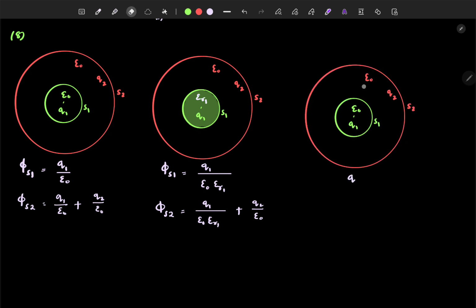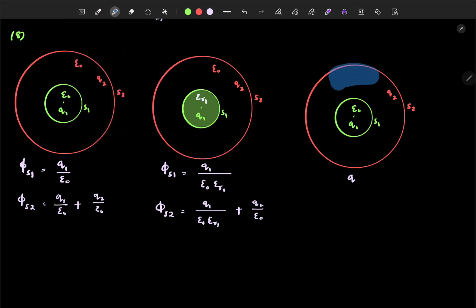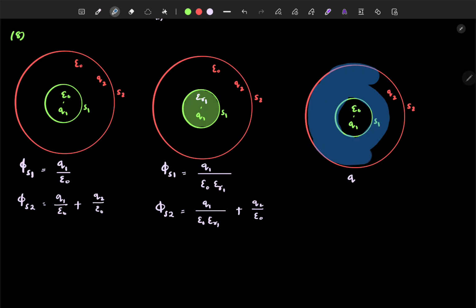Come to our third picture. This is our third picture, and suppose a medium is present in this region, whose permittivity is epsilon R2. Let its permittivity be epsilon R2. So what will be the answer? Flux through sphere S1 and S2.